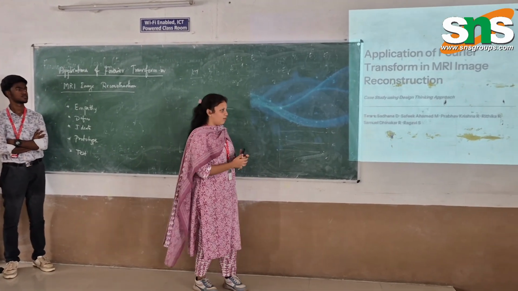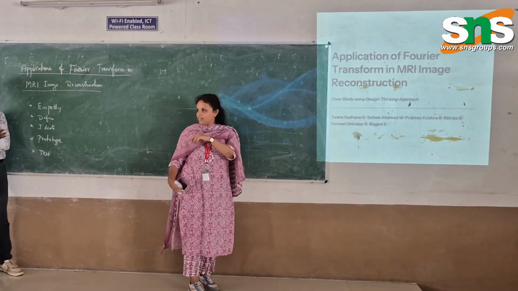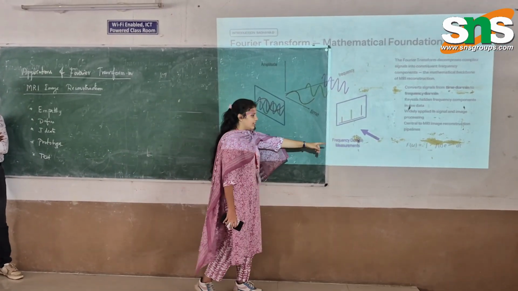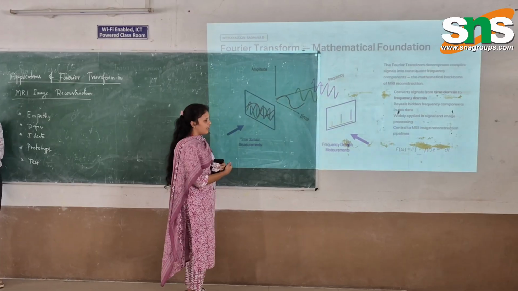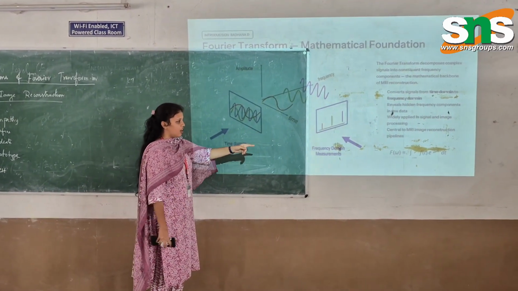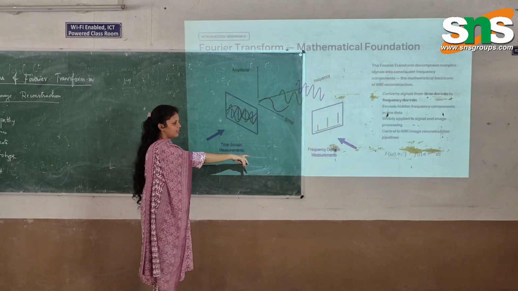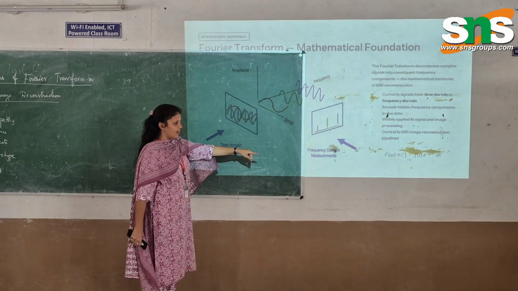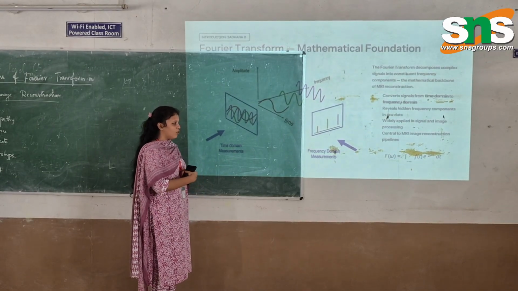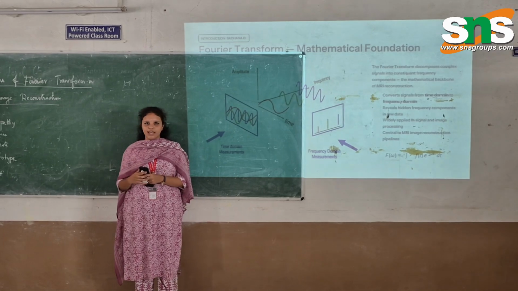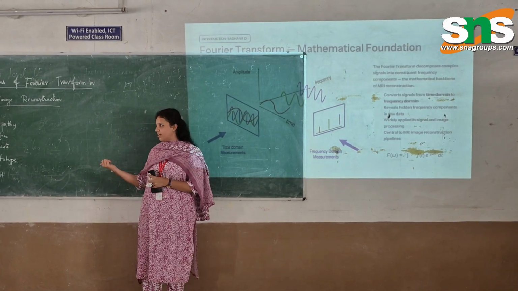The basic formula of the Fourier transform is, in the next slide, F of omega is equal to the integral of f of t e power minus j omega t dt, where F of omega represents the frequency domain and f of t represents the time domain. I will explain it in detail with the design thinking approach.